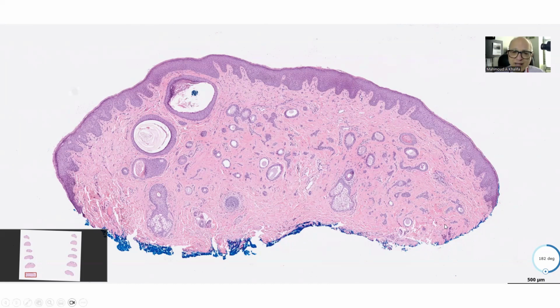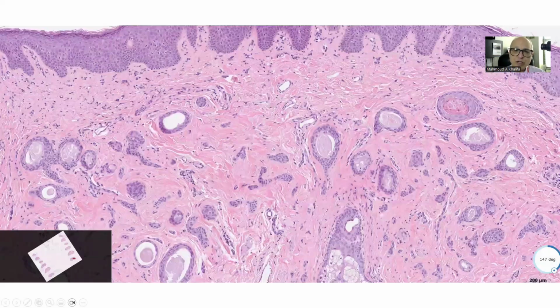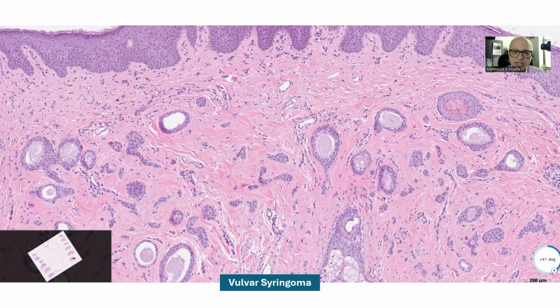But the main abnormality is that the upper dermis is occupied by these cystic structures. From this power, you can see that they are not really touching each other, lined by a couple of cell layers. Many of them have the classic comma shape that we encounter in syringoma. So it will be nice to call this vulvar syringoma, which is a benign eccrine duct neoplasm. This patient just gets excision of her lesions and she will be fine.